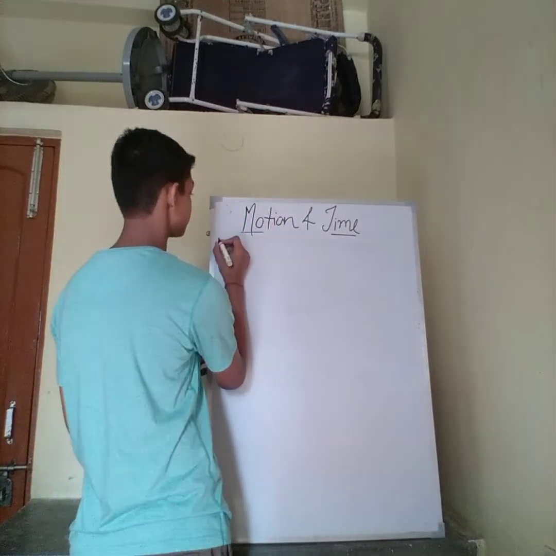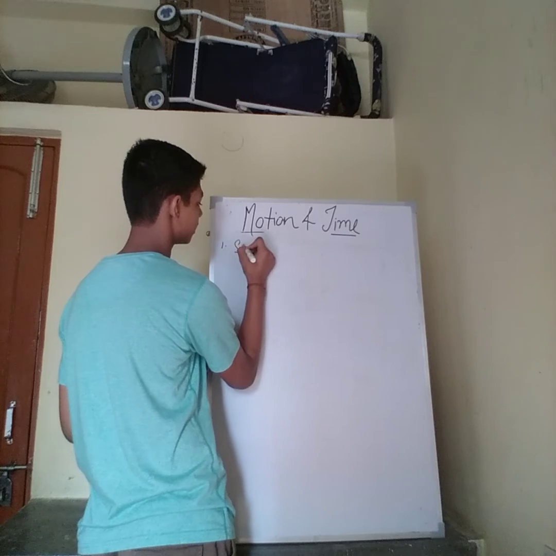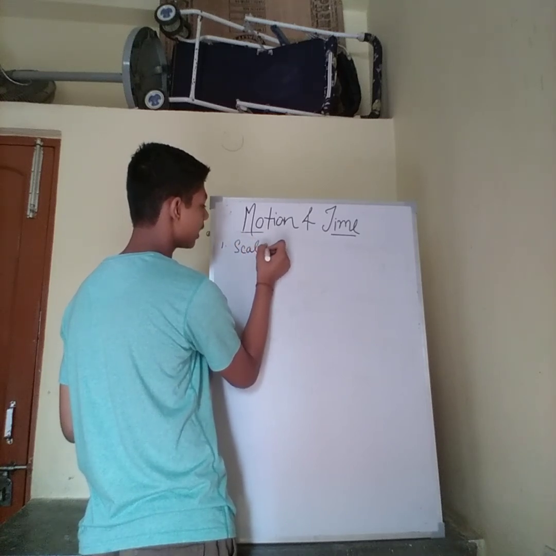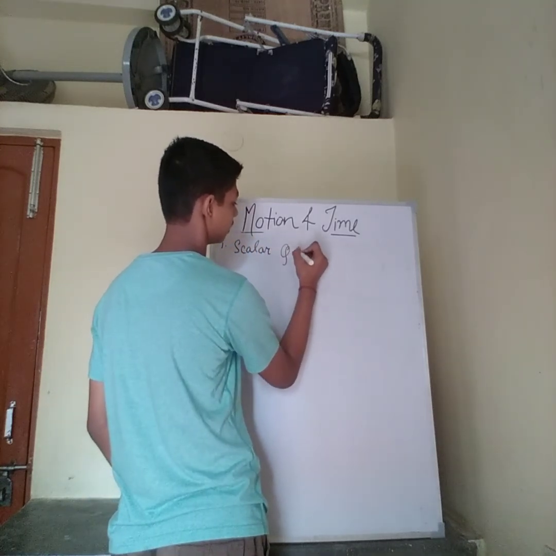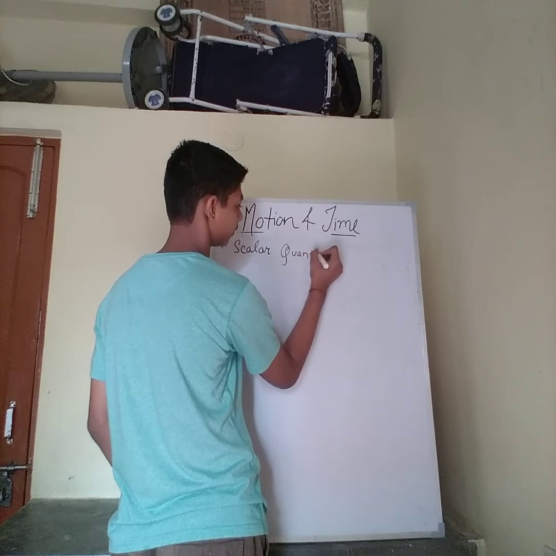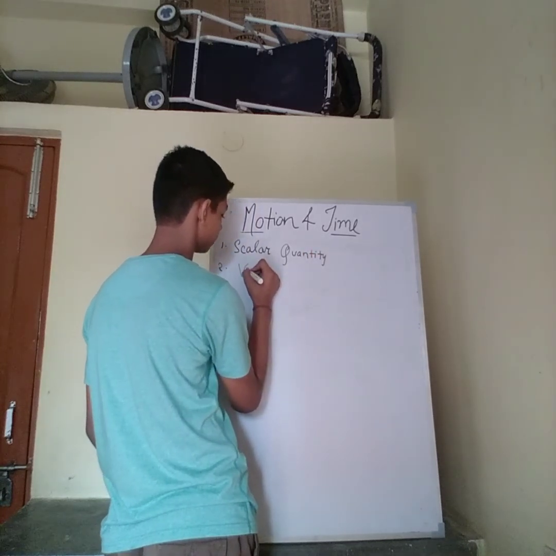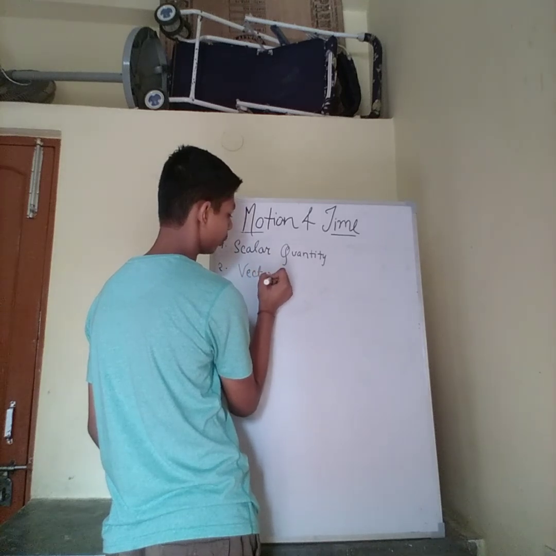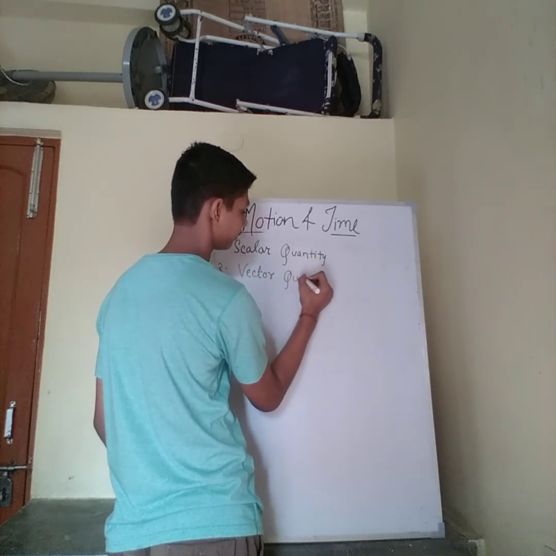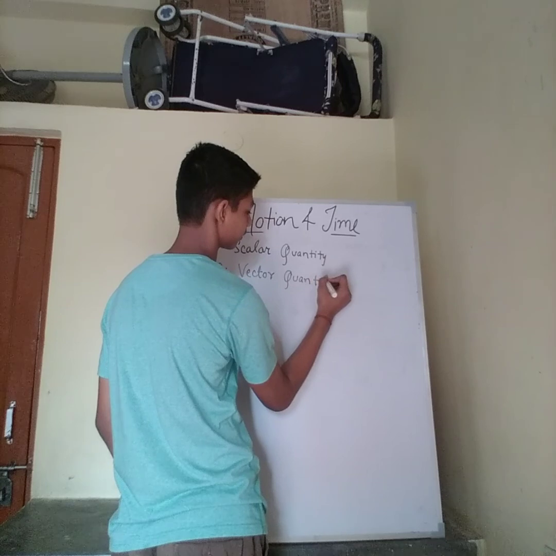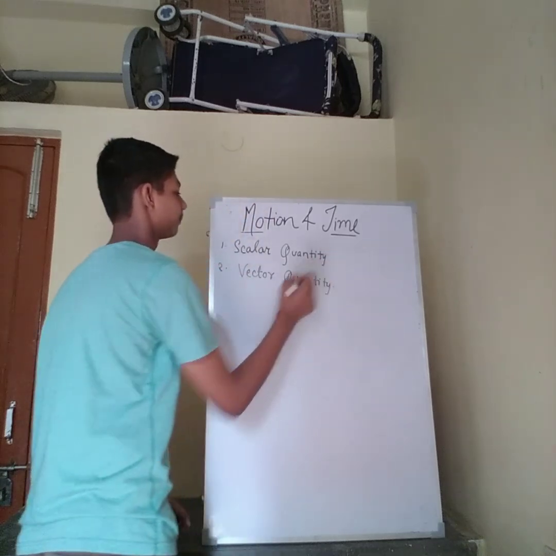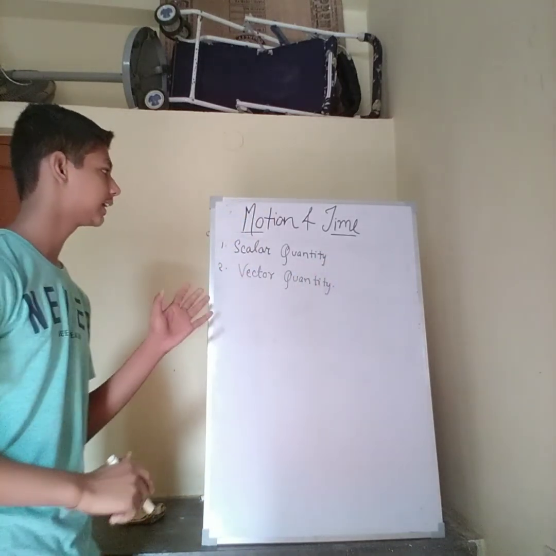There are two types of physical quantities. First is scalar quantity. Second is vector quantity. Okay, what is scalar quantity?